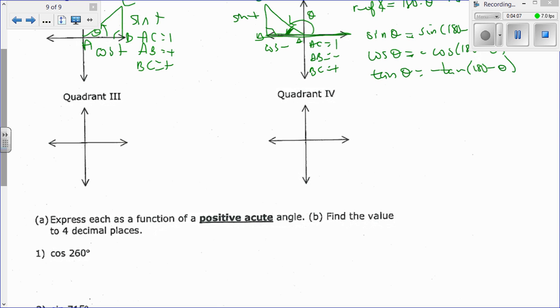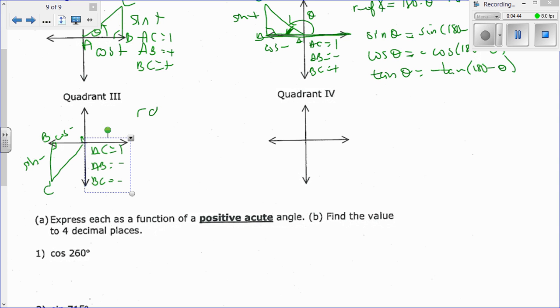In quadrant 3, my reference triangle would look like this. A is still here. This is still B on the x-axis. This is C. Here, cosine is negative, and sine is negative. AC is still on the unit circle, so AC is still 1. AB would be negative, and BC would be negative.